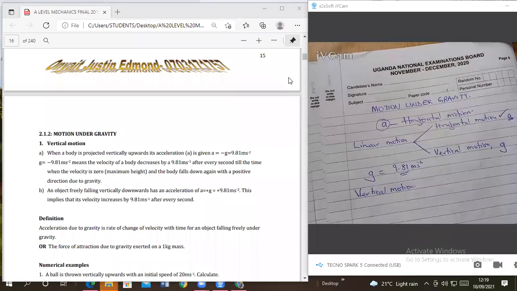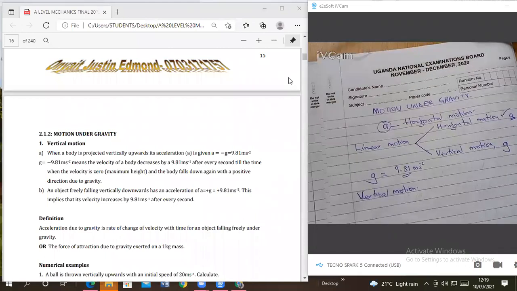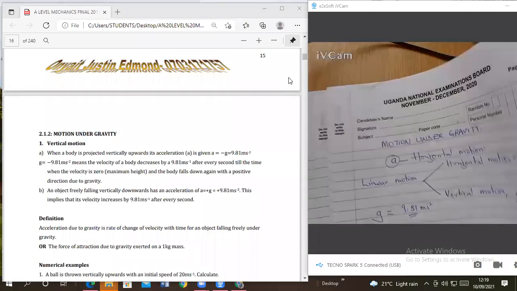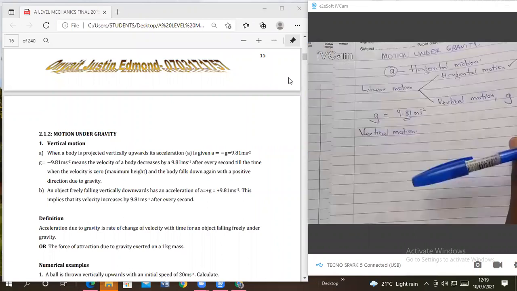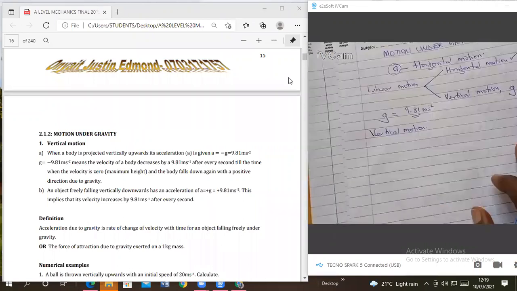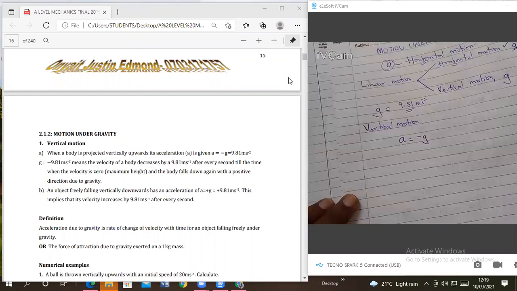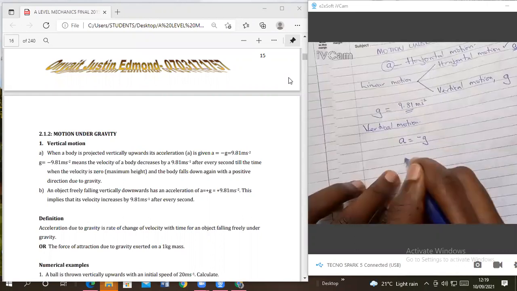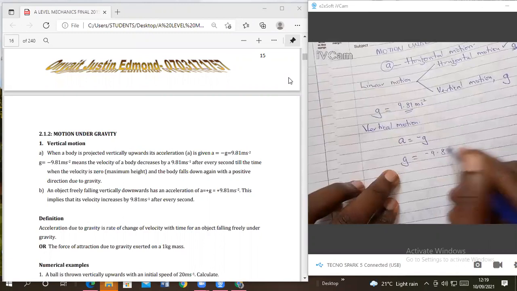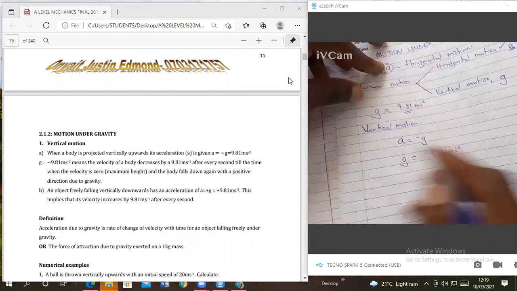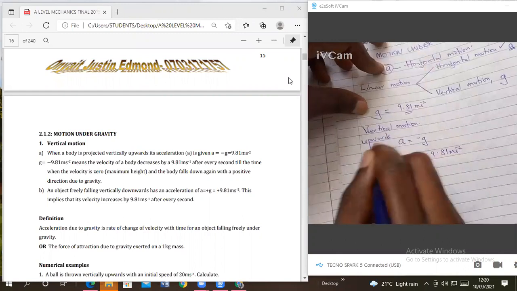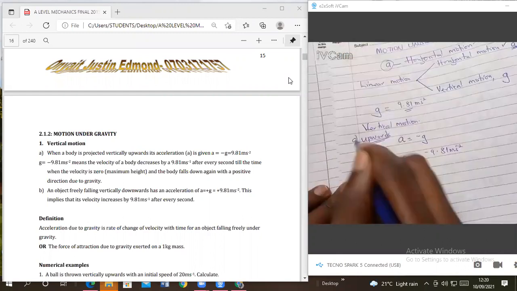So we said when a body is projected vertically upwards, its acceleration a, this time because it's moving upward, it will be against gravity, which means the acceleration will be negative. So our acceleration a will be equal to negative g, which is negative 9.81 meters per second squared. This is when the body is moving upward.